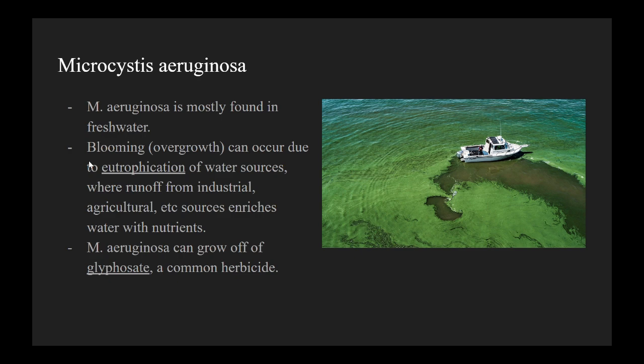So blooming, one of the most significant reasons for this overgrowth of algae, as you can see on the right here, is due to what we call eutrophication of water sources. Eutrophication is where water gets enriched with a lot more nutrients than are normally there. For example, you can get runoff from agricultural or industrial sources. So you get a bunch of chemicals from, let's say, fertilizers from a local farm, and that will go into the water. Those fertilizers have a ton of nutrients within them so that they can give food to the plants, right?